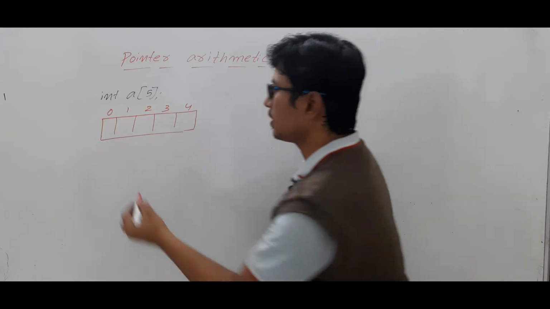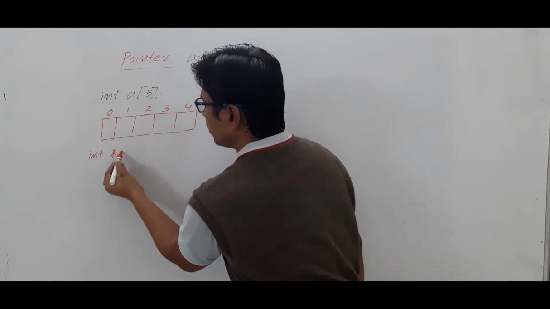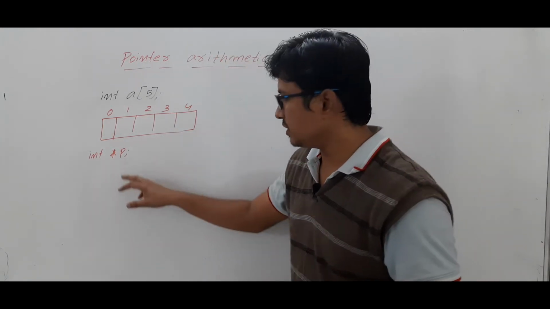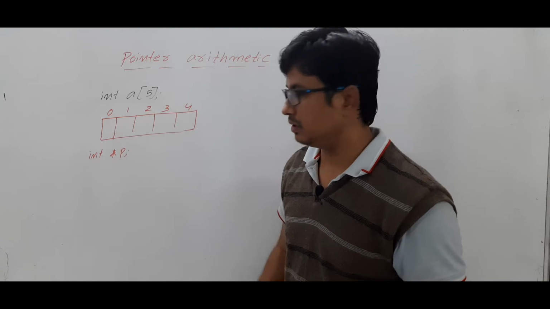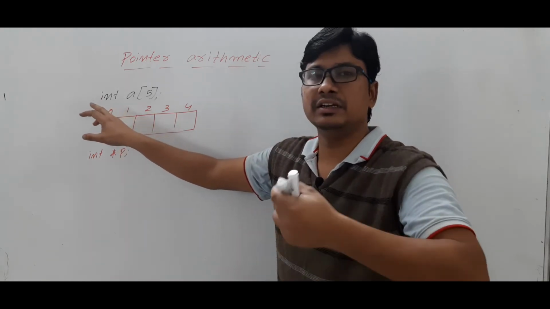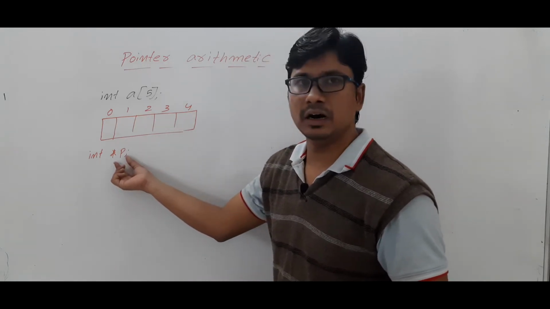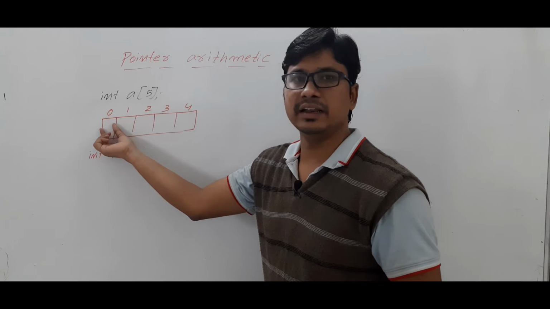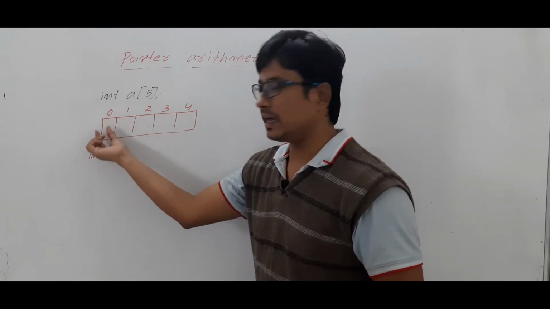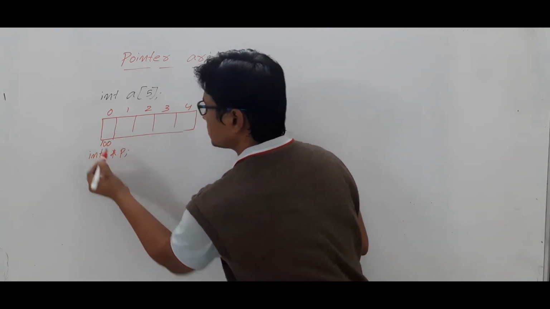Is it clear? Now I have declared an integer pointer called p. What is meant by pointer? Pointer is a variable which can store the address of another variable. As it is an integer pointer, it can store the address of another integer variable. Now my question is that I want to assign the base address of this array A, or the 0th index address. Suppose let's take that the base address is 100.